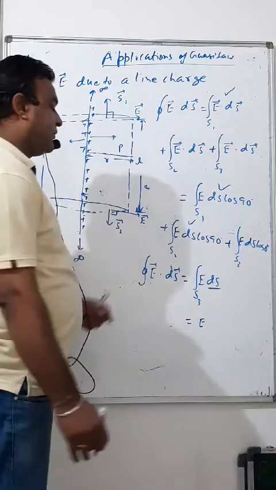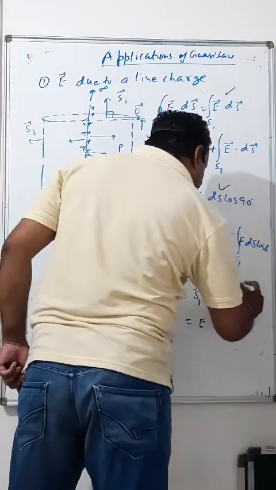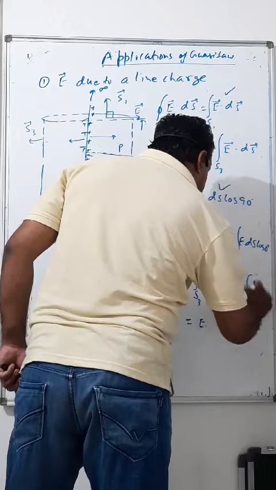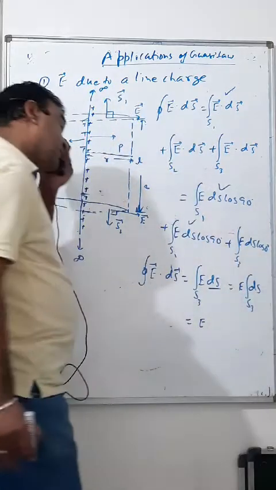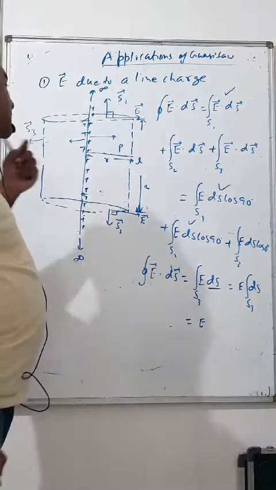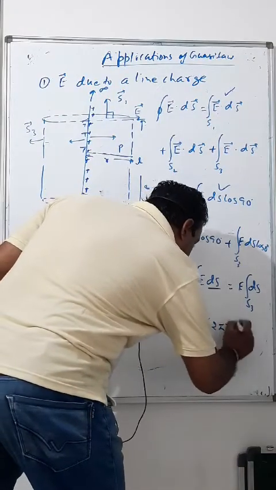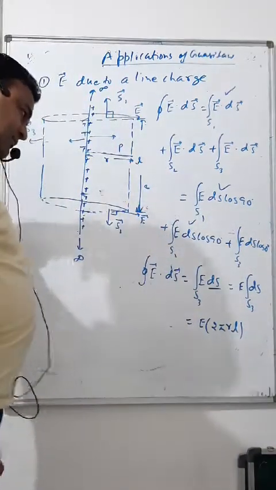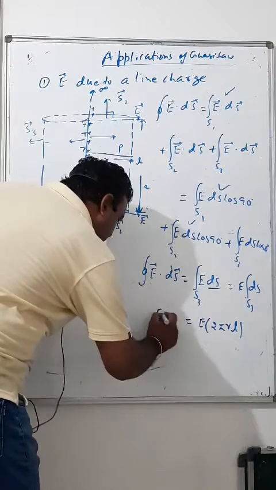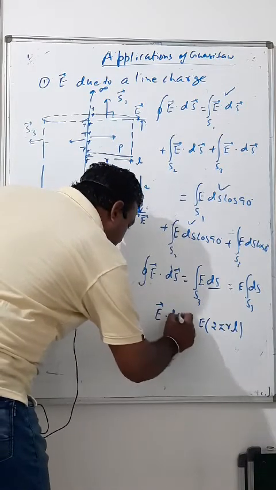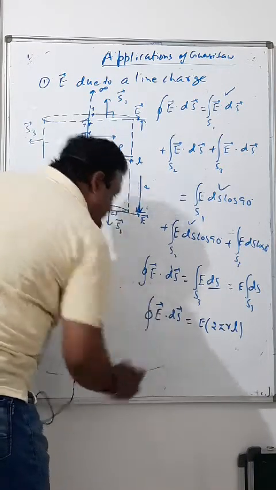Integration will be only of dS. I write here E dS for S3. This curved surface has area 2πrL. Right? It is E dot dS over the closed surface.